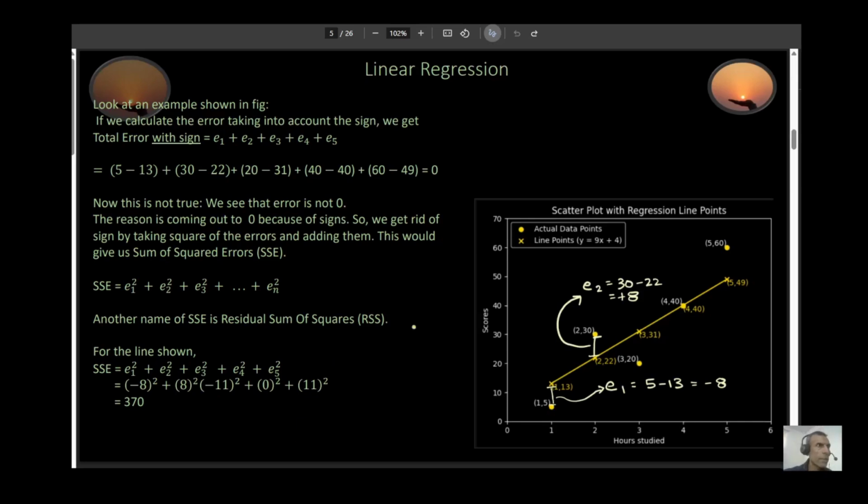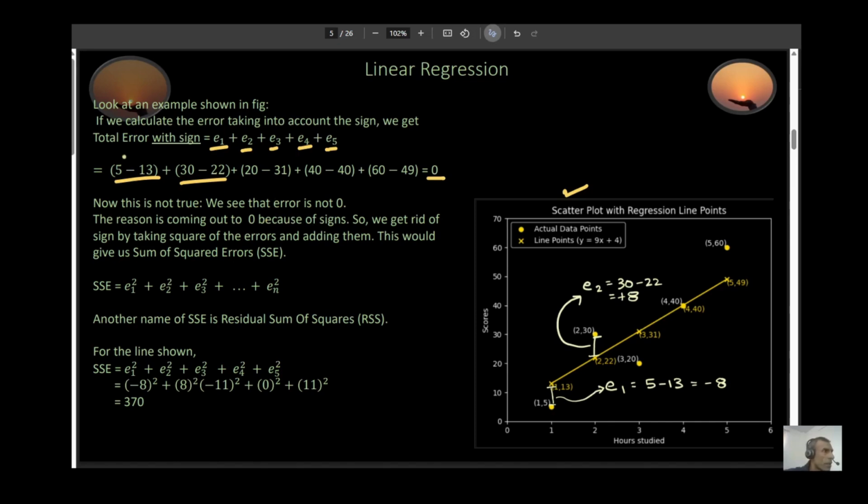Now, let's look at this example shown in the figure right here. If we calculate the total error by taking into account all the signs and we add them all together, E1 plus E2 plus E3 plus E4 plus E5, we would get the total answer to be 0. Now, this is not true. You can see visually that the error is not 0, but it is coming out to be 0. And the reason it's coming out to be 0 is because of the sign.